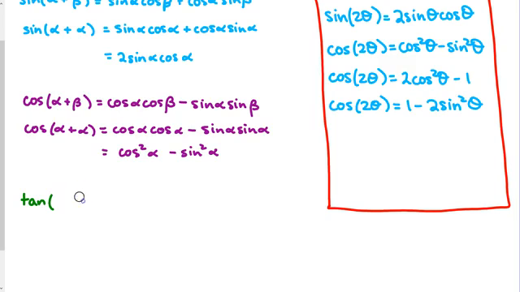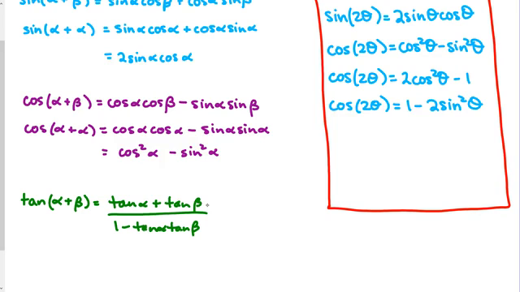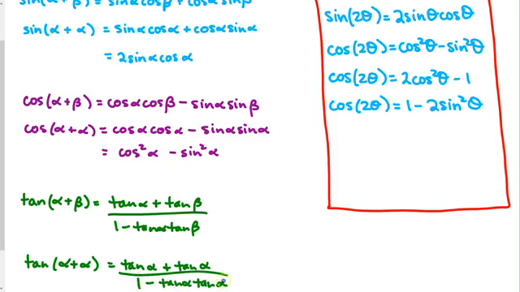We had, I don't know, we didn't use it much, but I did mention it at the very end. We had tangent of alpha plus beta is tangent alpha plus tangent beta over 1 minus tangent alpha times tangent beta. So if those letters are the same, if you have alpha plus alpha, replace all the betas with alphas, you get tan alpha plus tan alpha over 1 minus tangent alpha times tangent alpha. And so tangent alpha plus tangent alpha on the top is 2 tangent alpha.